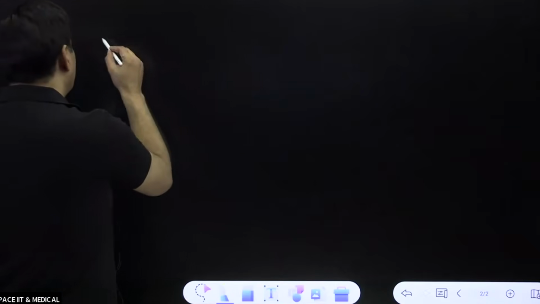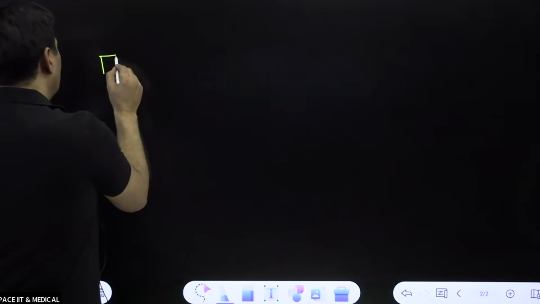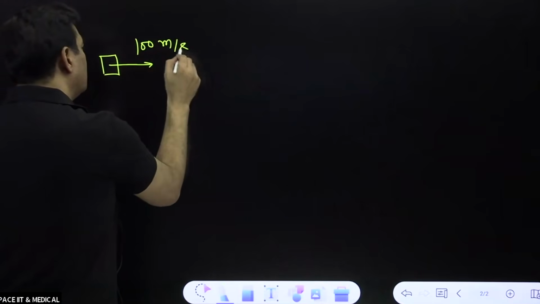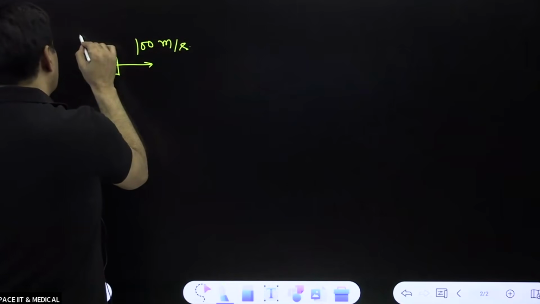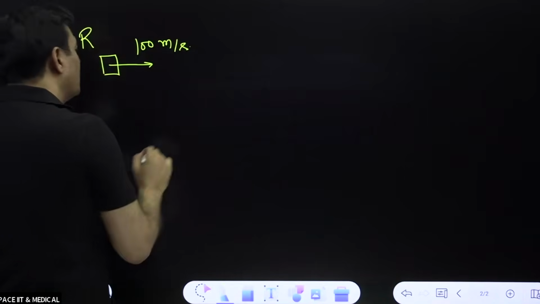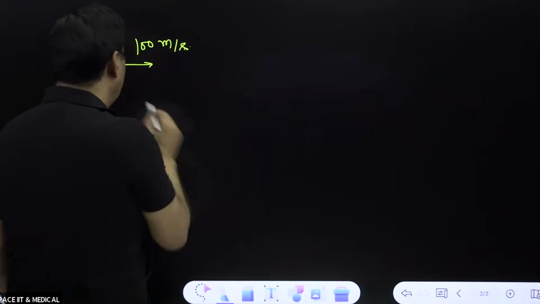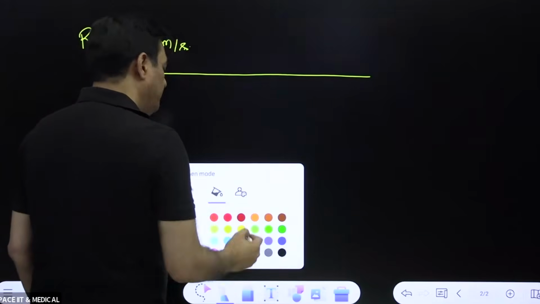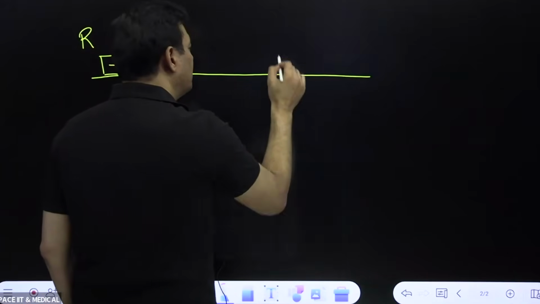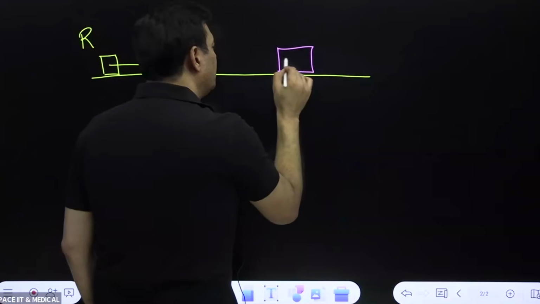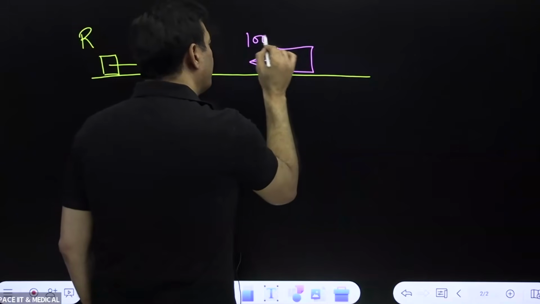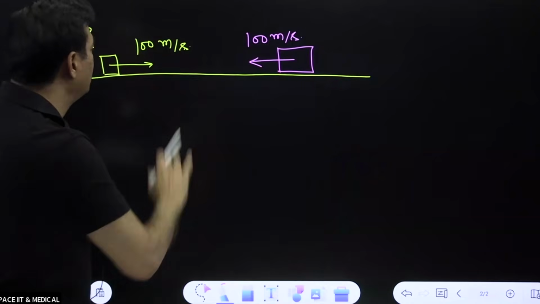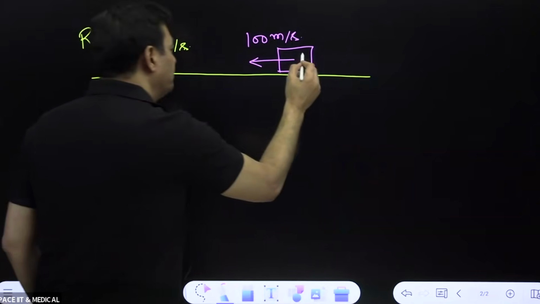Now next, if I tell you there is a man going in this direction with 100 meter per second. This is Ram, and there is another friend of his who's coming in the opposite direction. His name is Sham, and he is traveling in the opposite direction with 100 meter per second. Now you people need to visualize this and understand this very properly. This is Sham.